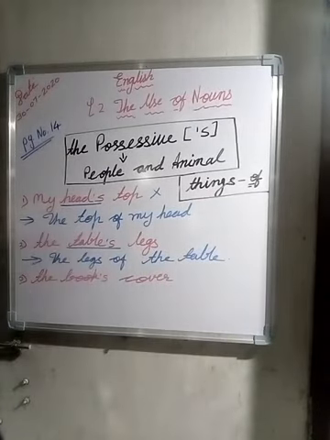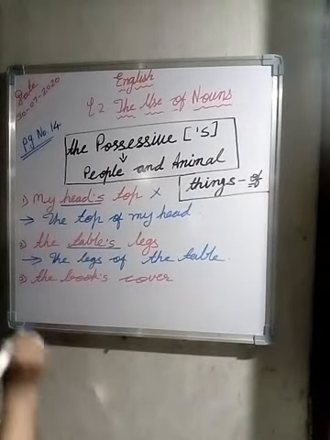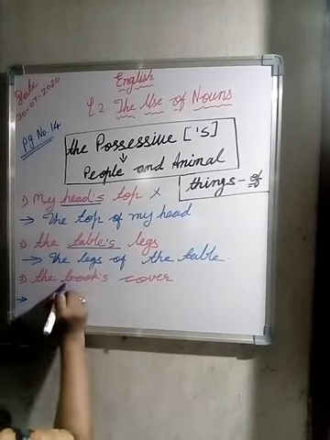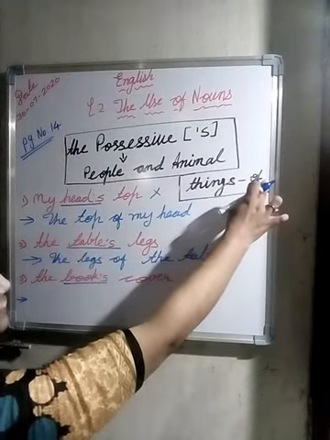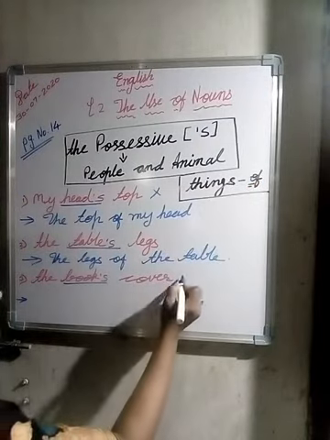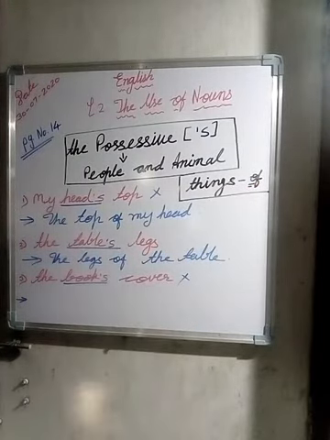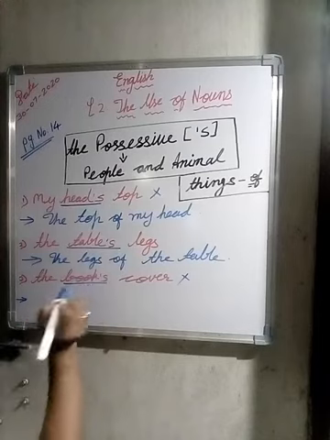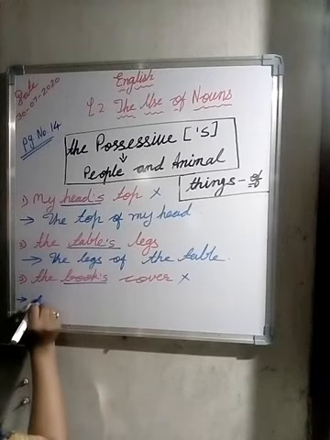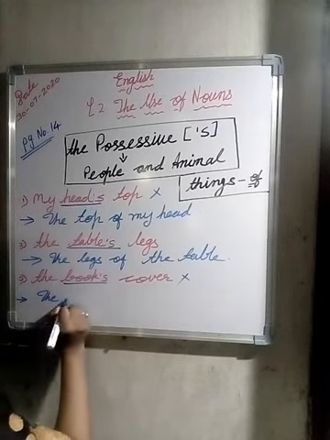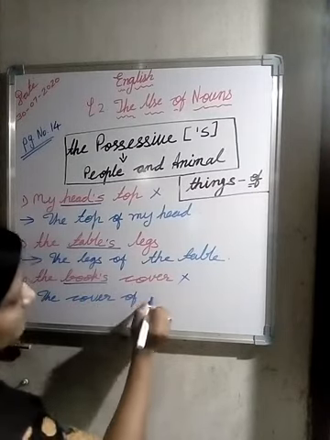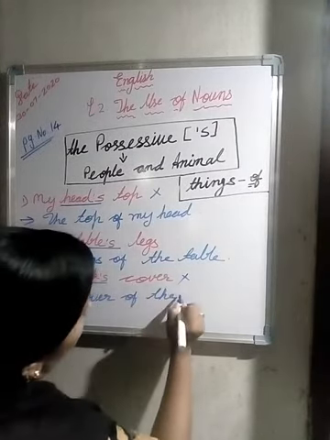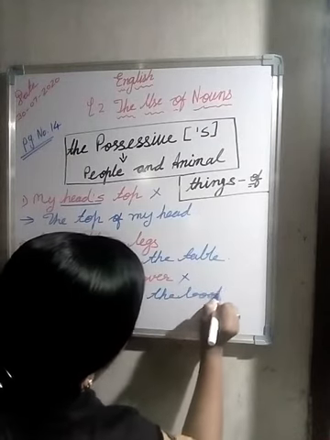See the third sentence, "the book's corner." Again underline the word book, and book is a thing. So which word can you use? You can use of. You can't use the apostrophe s, or the possessive form, for the book, because book is a non-living thing. So what will be the answer? The cover of the book. This will be a correct sentence.